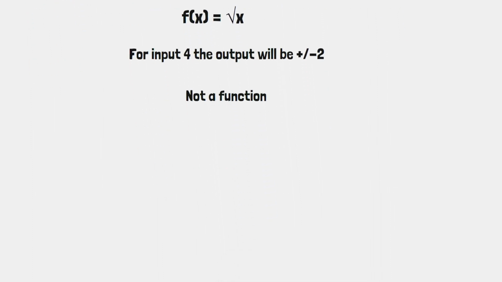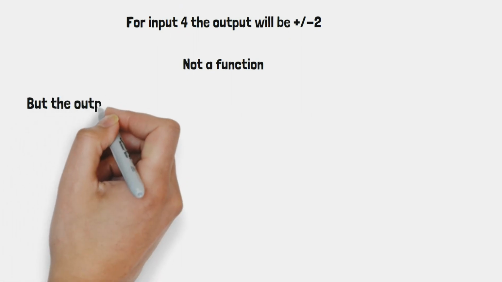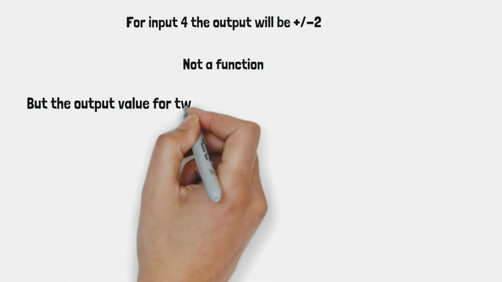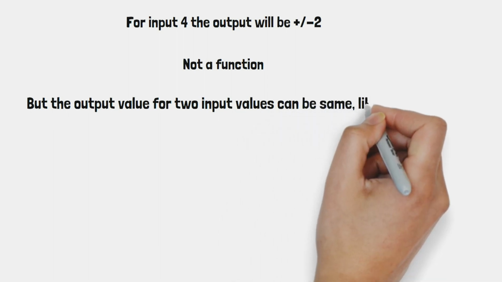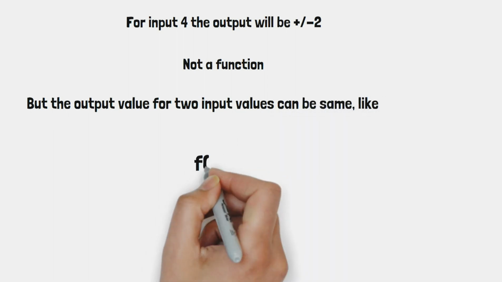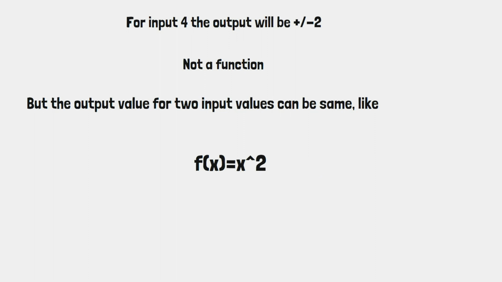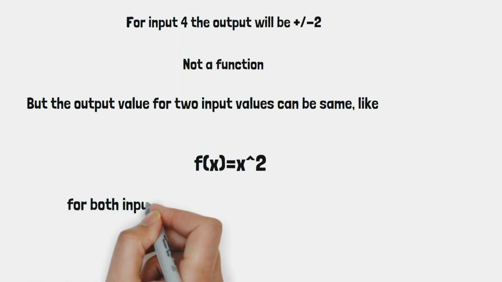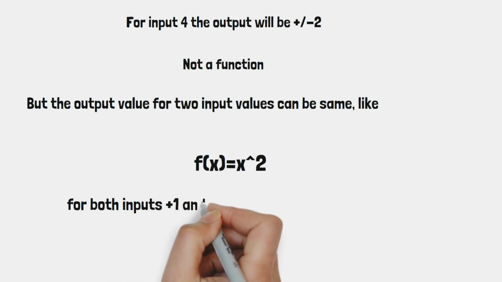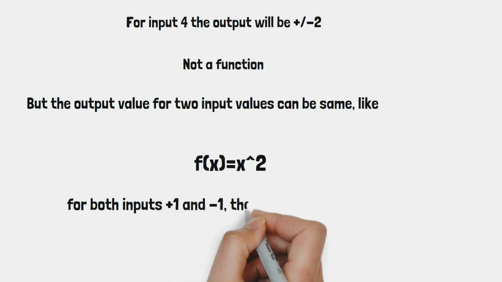But here one thing is also important, and it is that the output value for two input values can be the same. Like for a function f(x) = x². If we put either +1 or -1, the output will be the same, and it's 1.